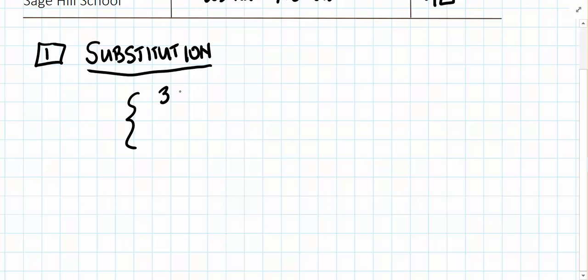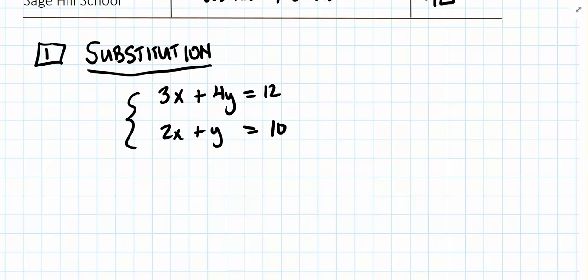Let's say we have this. Let's do 3x plus 4y is equal to 12. And let me give you 2x plus y is equal to 10. There is something that's very nice about using the method of substitution for this type. Anybody see what it is? What's nice about it, Jake? What do you see, dude?